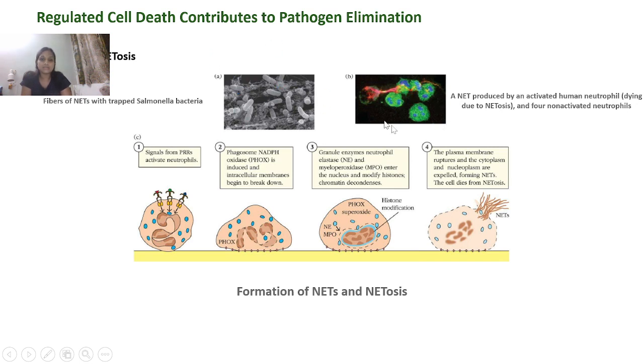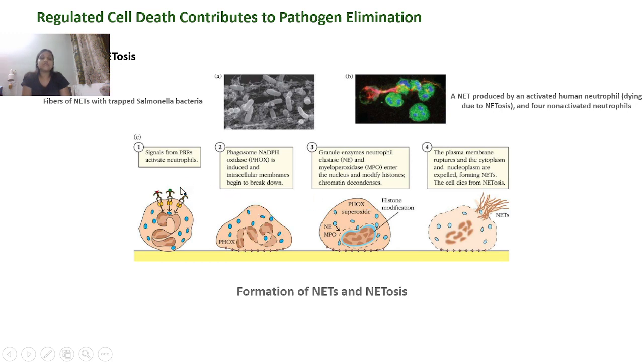Here also you can see a microscopic image where a net is produced by an activated human neutrophil dying due to netosis, and four non-activated neutrophils. This one is the activated neutrophil, and these are the four non-activated neutrophils. Netosis is the process by which these neutrophils are dying, and it is forming a net kind of structure, and it will lead to the pathogen elimination.